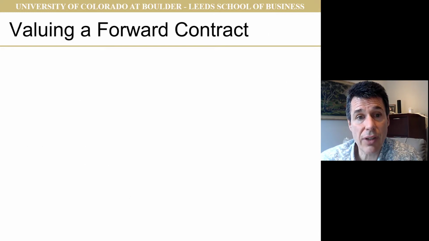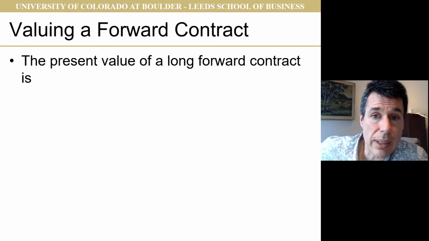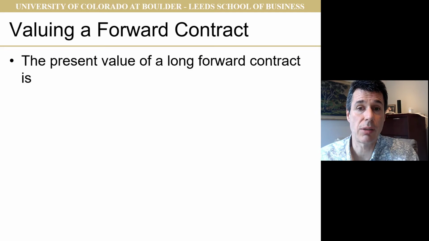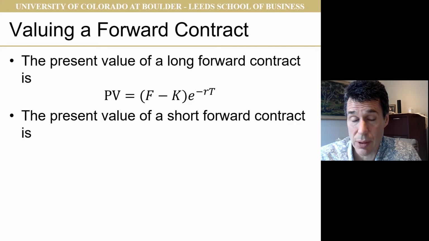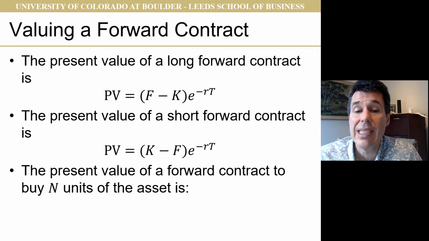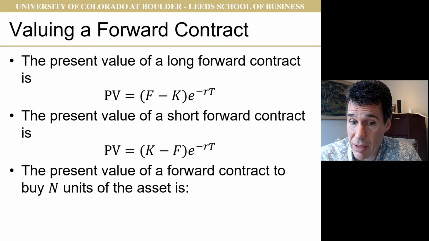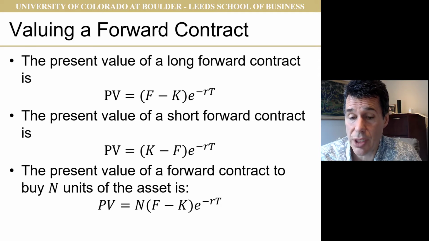So that leads to the following result. The present value of being long a forward contract, long meaning you're going to buy, is (F minus K) e to the minus rT. If we're short the forward contract, we're selling, it's just the opposite: (K minus F) e to the minus rT. If we're buying n units, n could be positive or negative, the present value is n times (F minus K) e to the minus rT. So that's how we value a forward contract in general.